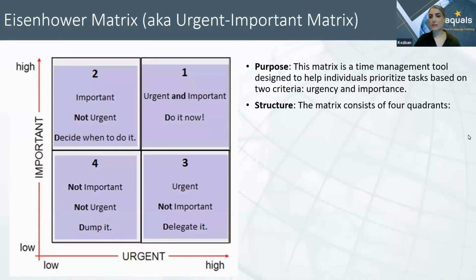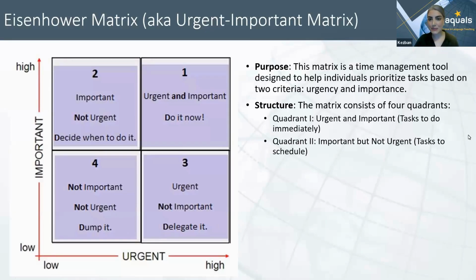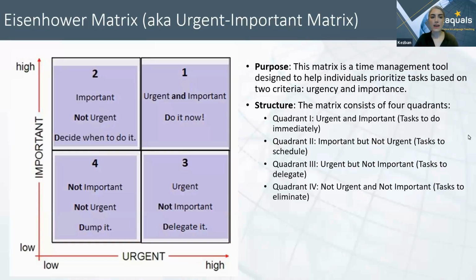As you see, the matrix consists of 4 quadrants. Number 1, urgent and important. This is for tasks to be done immediately. Quadrant 2, important but not that urgent. So these are tasks to be scheduled. Quadrant 3, urgent but not important, tasks to be delegated. And quadrant 4, not urgent, not important, so tasks to be eliminated.